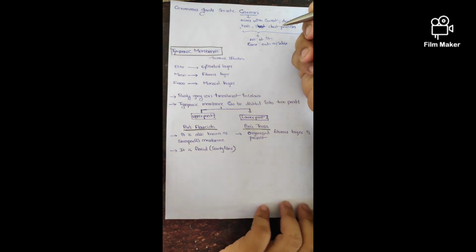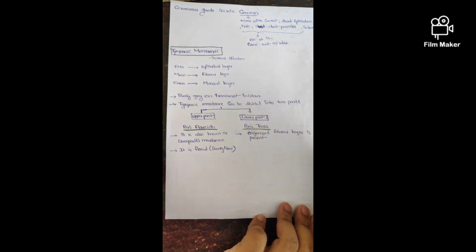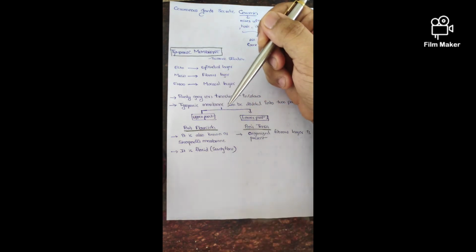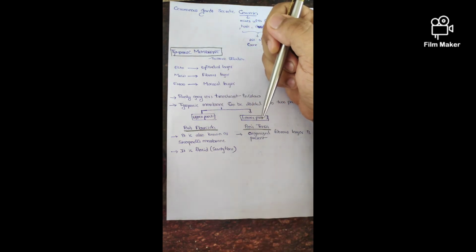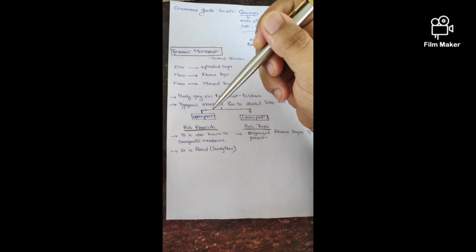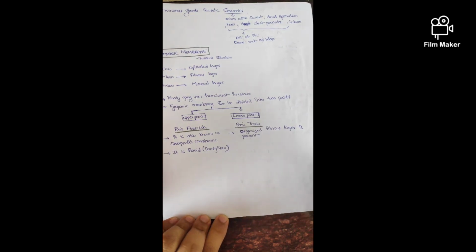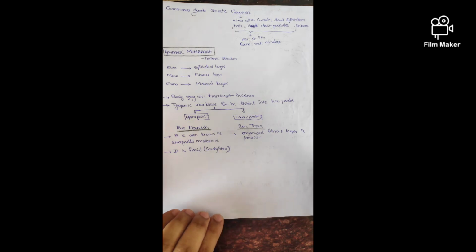The tympanic membrane is pearly gray or translucent in color. It can be divided into two parts, the upper part and the lower part. The upper part is the pars flaccida, whereas the lower part is the pars tensa. Pars flaccida is also known as Shrapnell's membrane. It is flaccid with scanty fibers, whereas pars tensa has an organized fibrous layer.